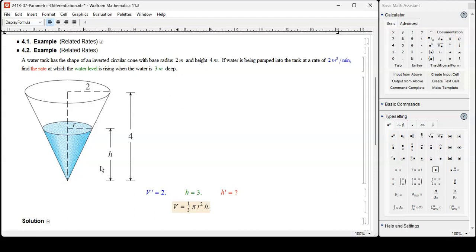So how do I reduce this? There got to be another relation somewhere so that we can reduce this. Where is the second? The water tank has the shape of an inverted circular cone with a radius of 2 meters, the top, and 4 meters total, and then in general radius r and h. From this, can you figure out the relation between r and h?